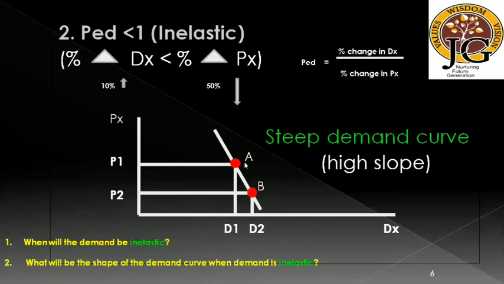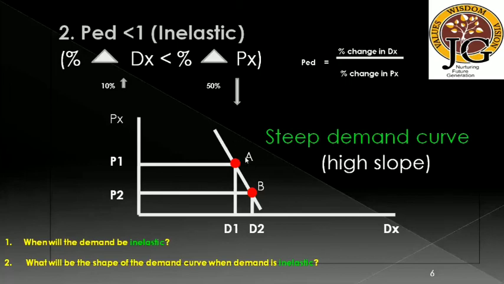So what are the answers to the 2 questions under consideration? The first question was, when will demand be inelastic? And the answer is, demand is inelastic when the percentage change in demand is lesser compared to the percentage change in price. And the second question is, what will be the shape of the demand curve when the demand is inelastic? And the answer is, the demand curve will be steep. It will have a high slope.